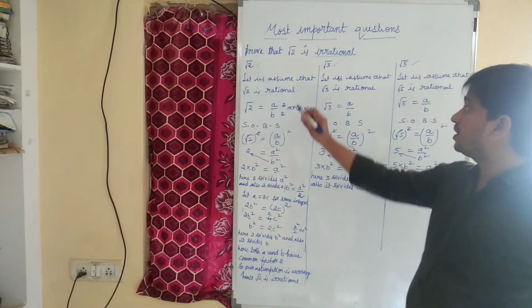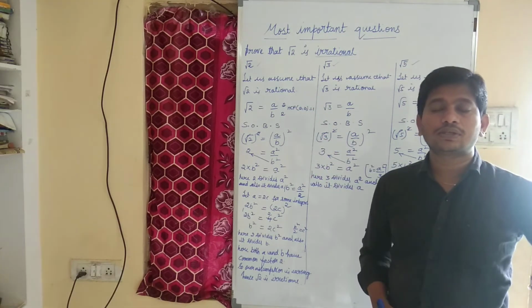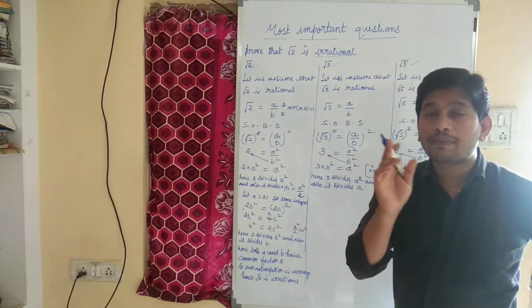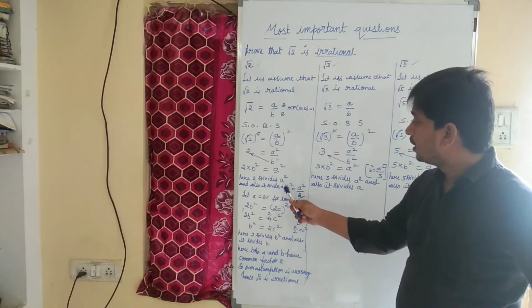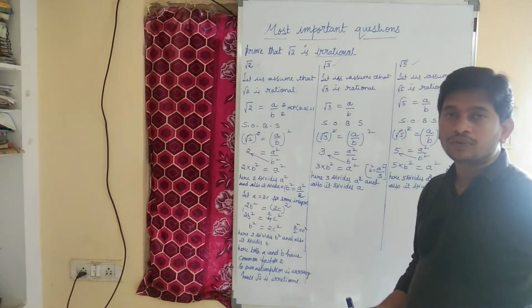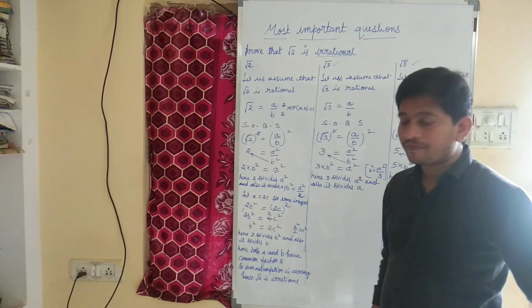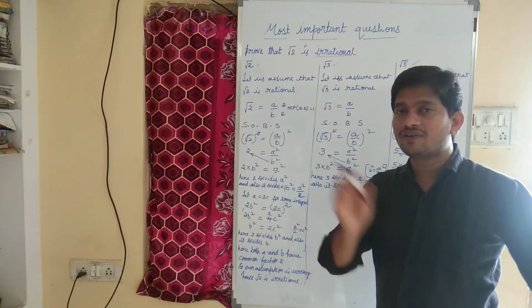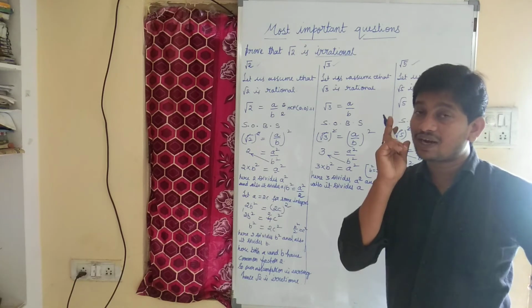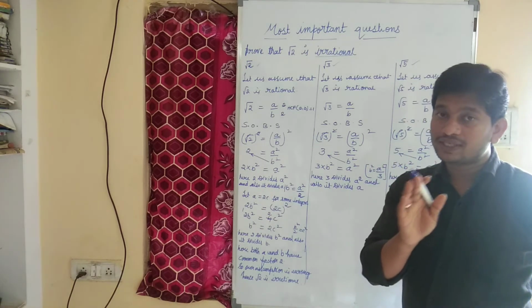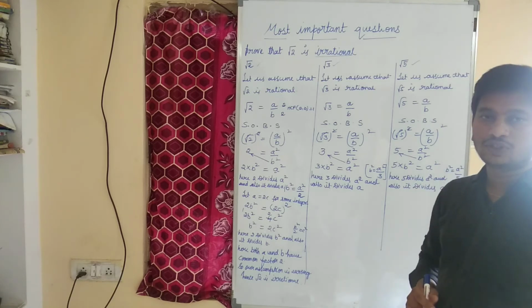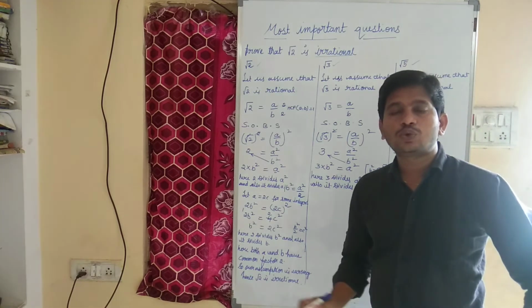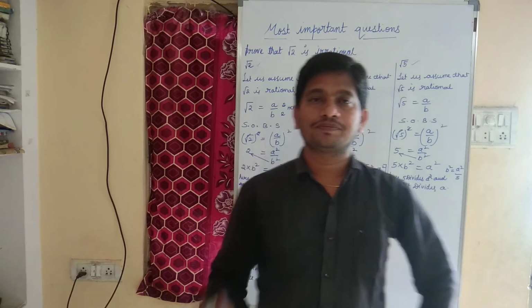Our assumption is root 2 is rational. Rational means both a and b should have common factor 1. But here 2 is a factor of a, also 2 is a factor of b. Both a and b have common factor 2. So that is our contradiction to the assumption that root 2 is rational. So our assumption is wrong. That is, root 2 is irrational.